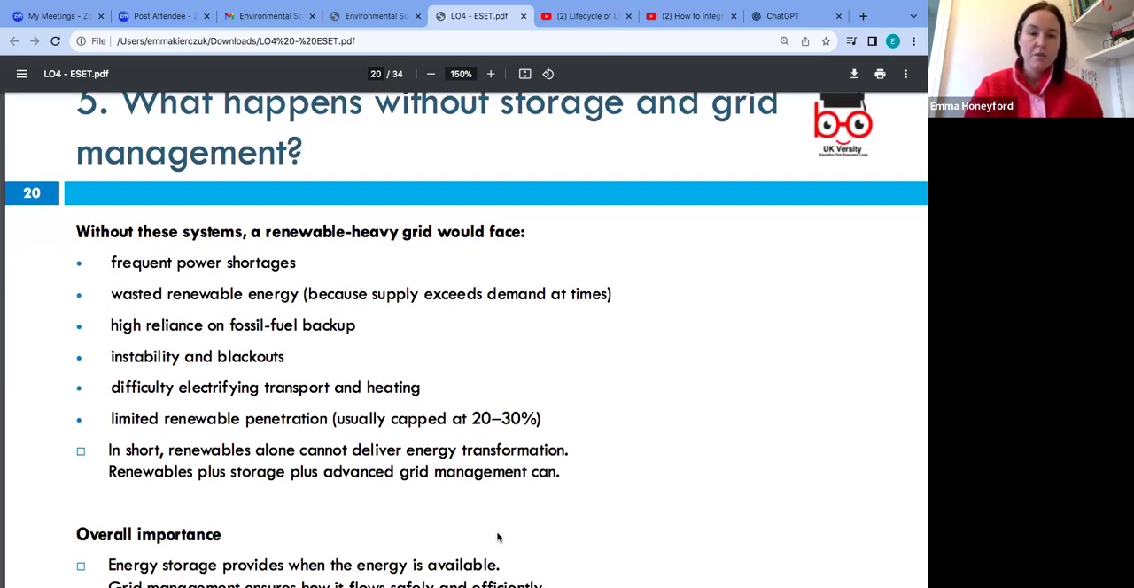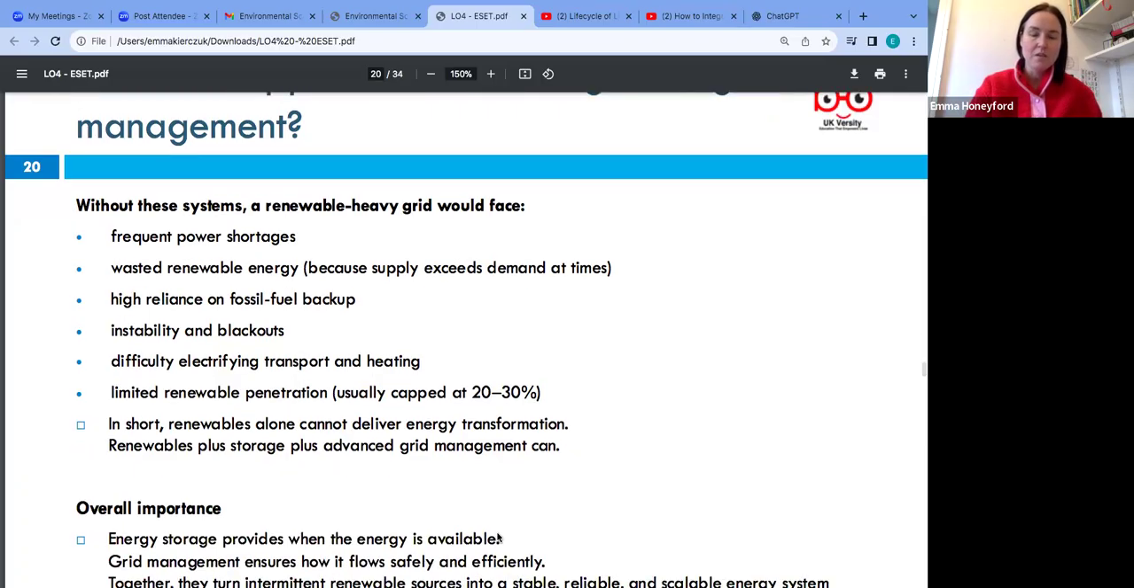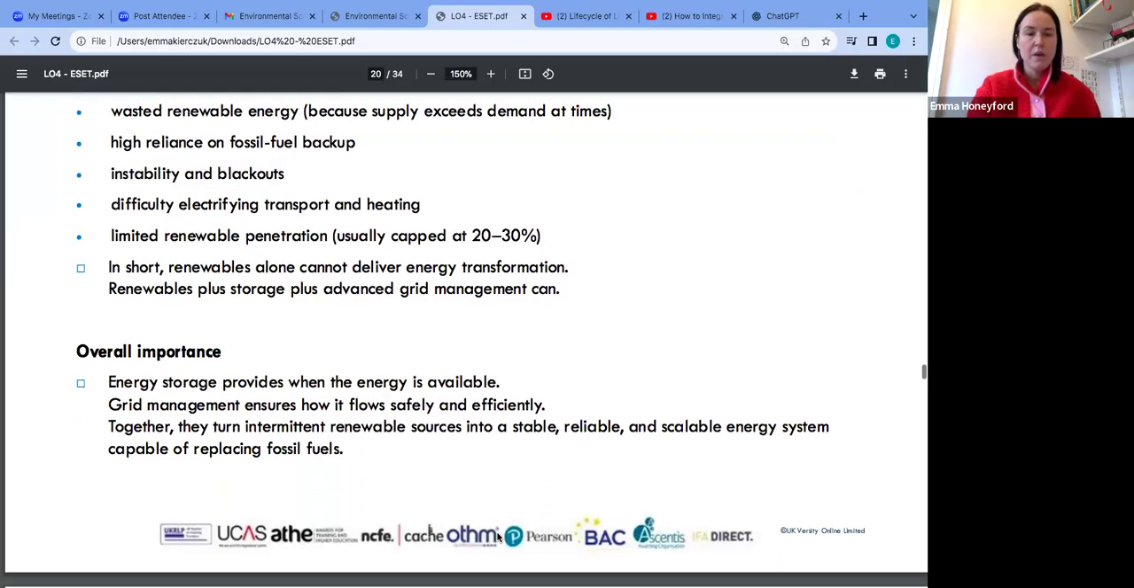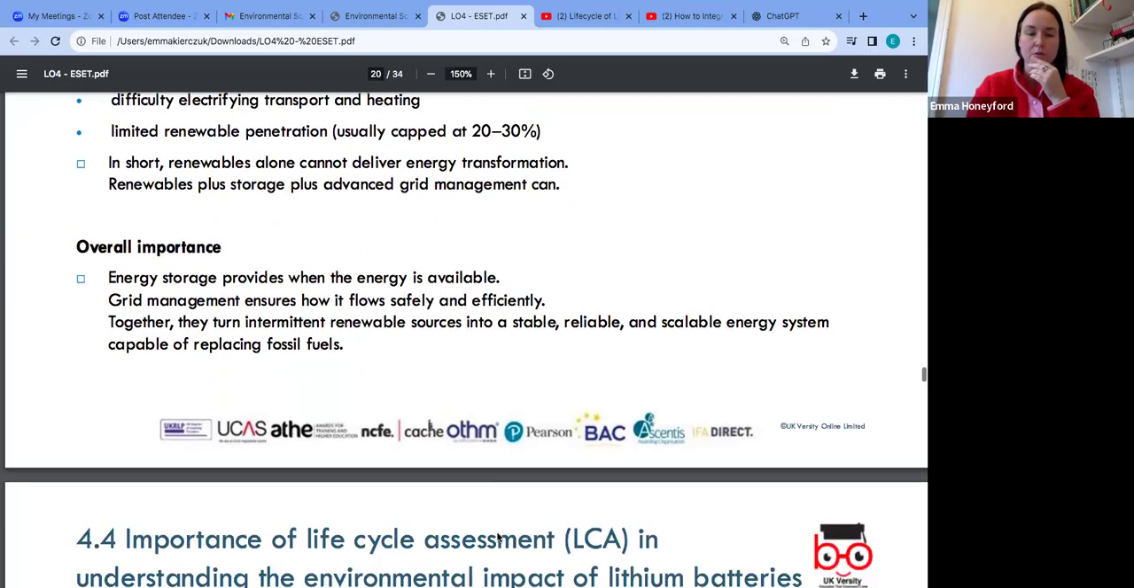In short, renewables alone cannot deliver energy transformation. Renewables plus storage plus advanced grid management can. So it's not just as easy to say, oh, we can use renewable energy; there's a lot of different things to consider also. So overall importance: energy storage provides when the energy is available. Grid management ensures how it flows safely and efficiently. Together, they turn intermittent renewable sources into a stable, reliable and scalable energy system capable of replacing fossil fuels.